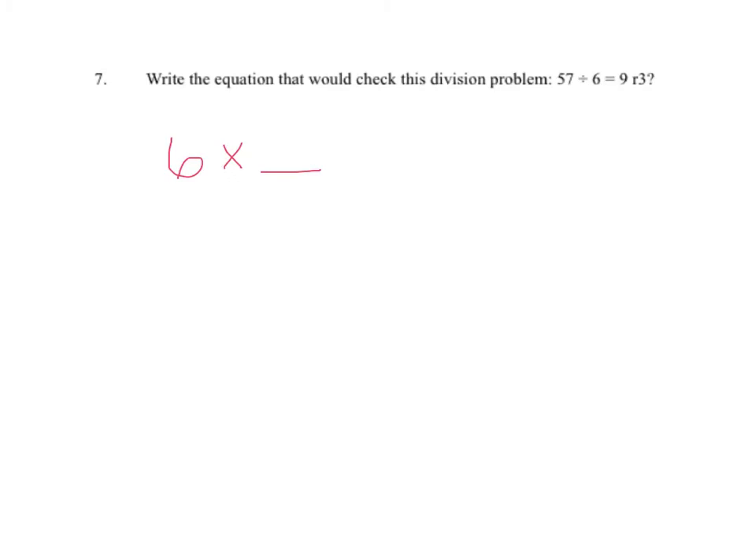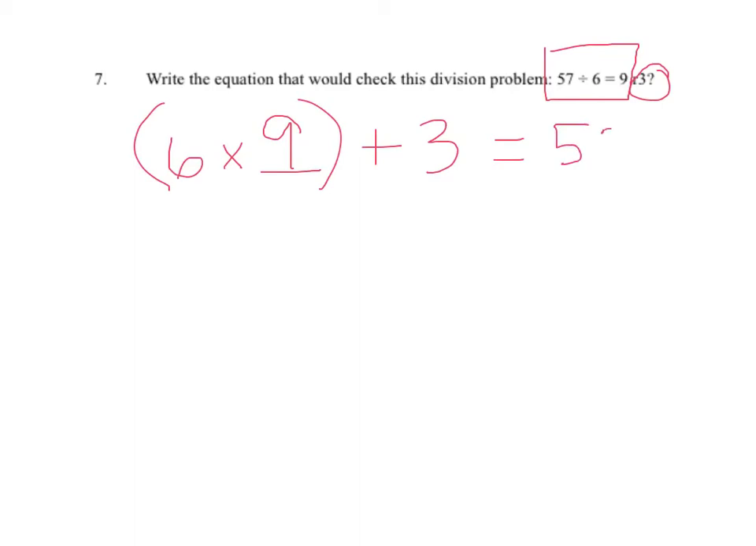Well, remember, a division sentence is a multiplication sentence written backwards. So let's not look at the remainder. Let's look at all of that right there. So 6 times what? 6 times 9, right? So 6 times 9, and then we're going to add, excuse me, we're going to add what? We're going to add our remainder, plus 3. And what should that equal? That should equal 57. Let me multiply this to check.